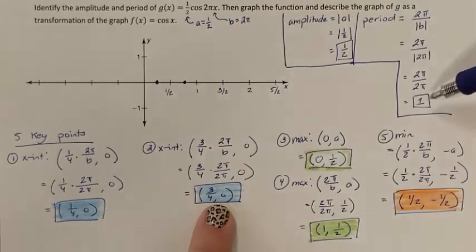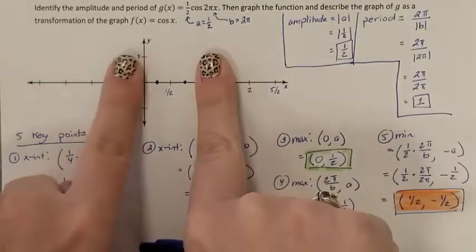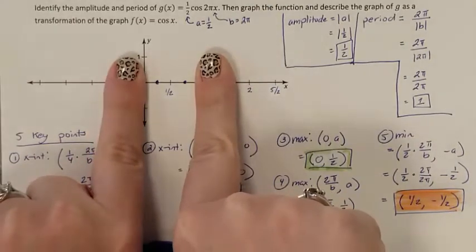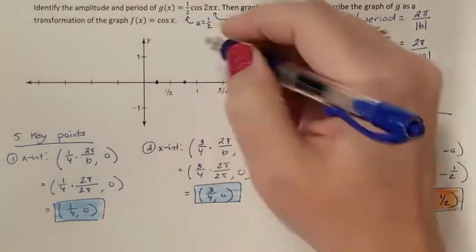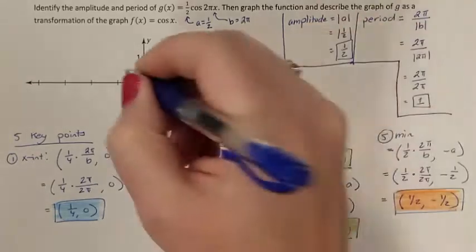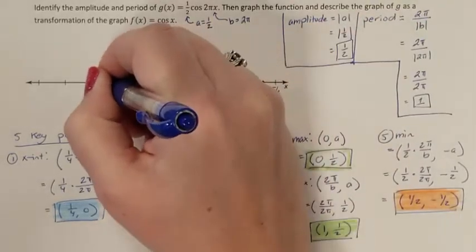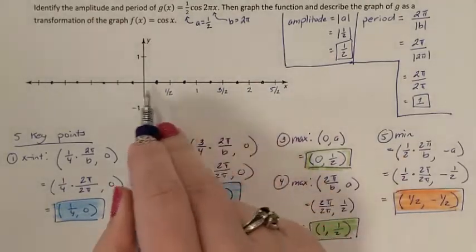So I know my period is from 0 to 1. So this is how often it's going to repeat. So we need to make sure our x-intercepts are repeated throughout the rest of the x-axis. So it looks like it's occurring at every quarter. So we're going to go through and have it occur at every quarter. So now my x-intercepts are all there.